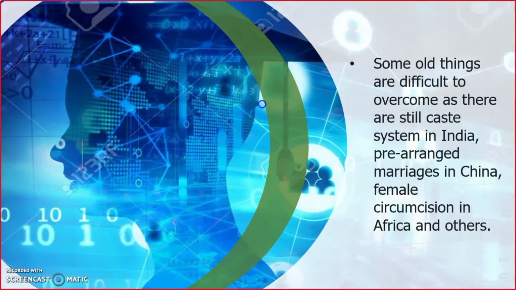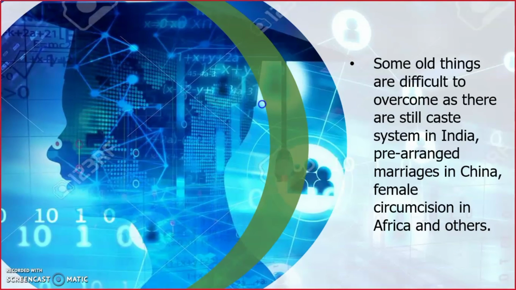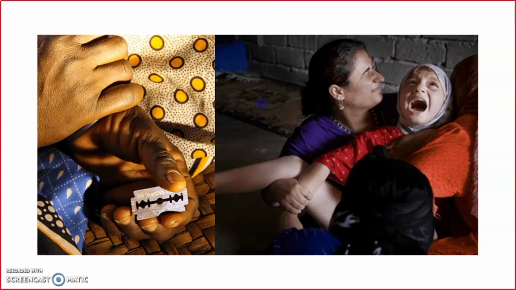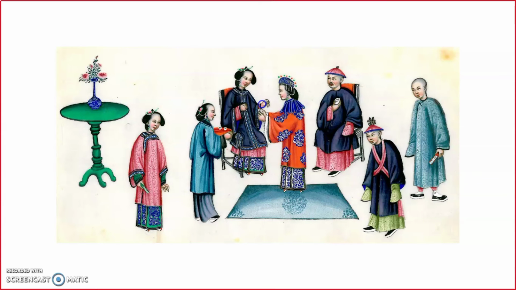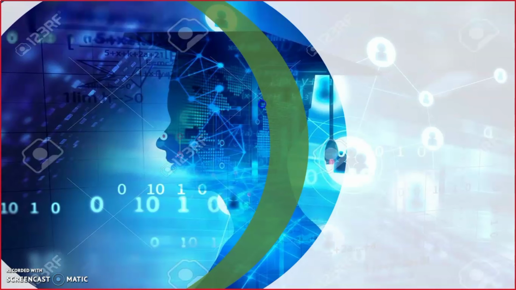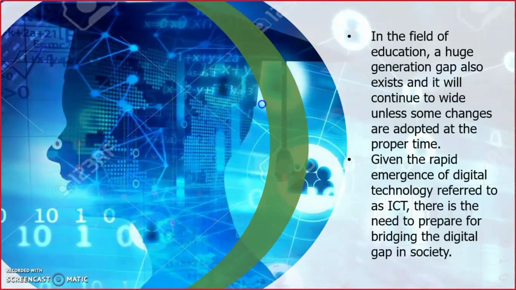And now some old things are difficult to overcome, like the caste system in India, or for example, the circumcision of females in some countries in Africa. The caste system of India, and the arranged marriage in China. Those are some of the hard cultures that until now are conserved or preserved.